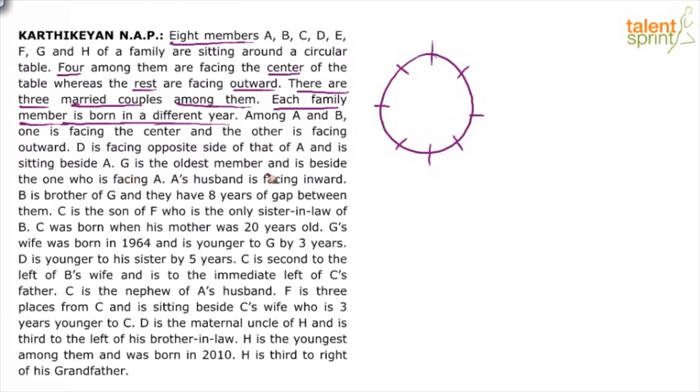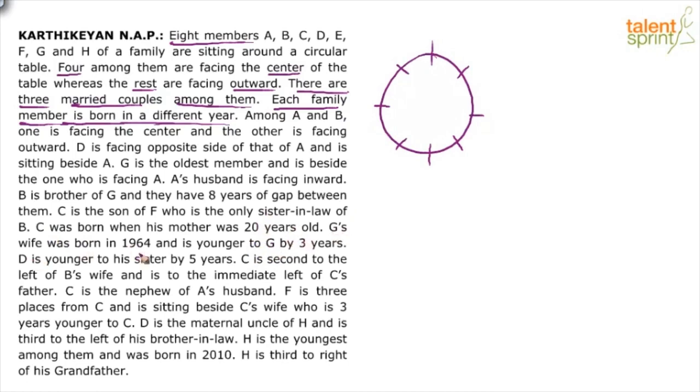Then G is the oldest member and is beside the one who is facing A. Can't use it. A's husband is facing inward. Who's A's husband? No clue. B is the brother of G and they have 8 years of gap between them and so on. C is the son of F, who is the only sister-in-law of B. C was born when his mother was 20 years old. So this is like an interesting point, but nothing useful.